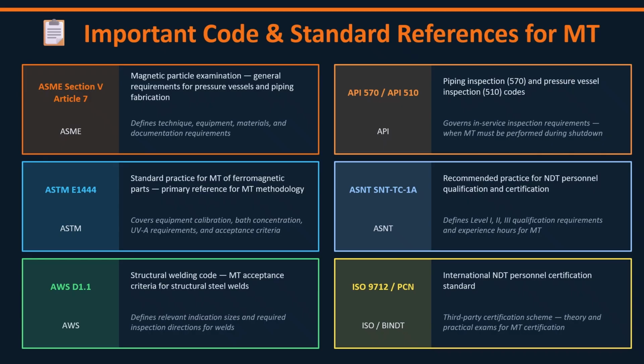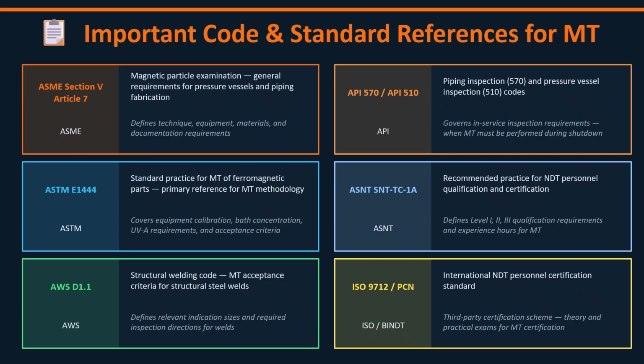API 510 and API 570 address in-service inspection of pressure vessels and piping, respectively, and can establish when MT is appropriate during inspection programs. ASNT TC-1A relates to employer-based qualification and certification practices, while ISO 9712 and PCN are associated with third-party personnel certification schemes. Do not make the common mistake of treating one standard as the acceptance code for every job. A procedure may invoke ASME Section 5 for examination technique while the component acceptance criteria come from a construction code, specification, drawing, or client requirement.